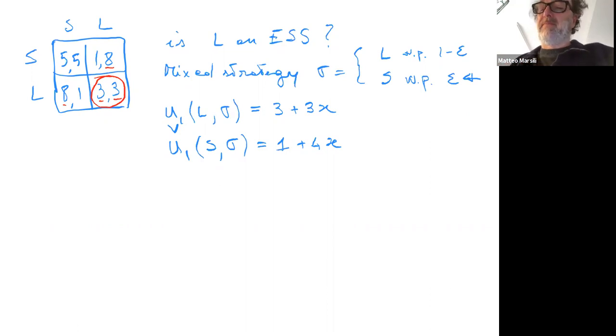Ah, sorry, here I'm not using x, I'm using epsilon. Thanks, Dionessa. So for example, if you want to compute this one, that is 8 times epsilon plus 3 times 1 minus epsilon. And then you get this number here.